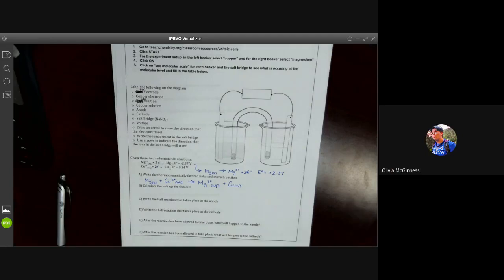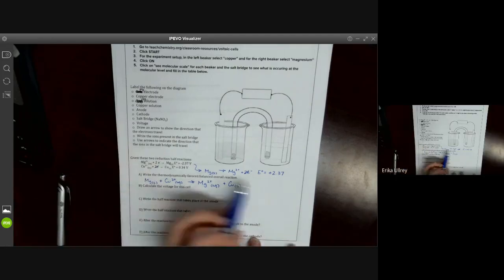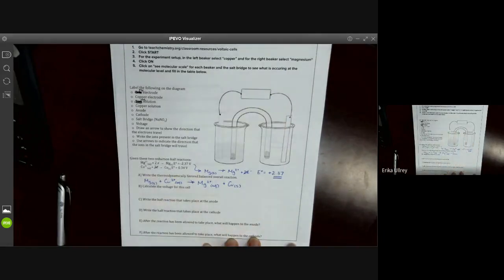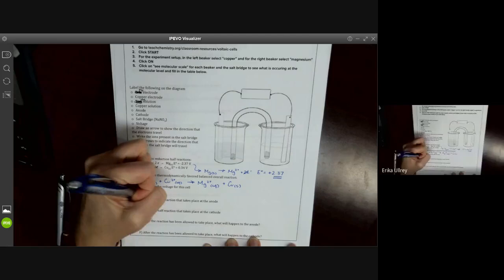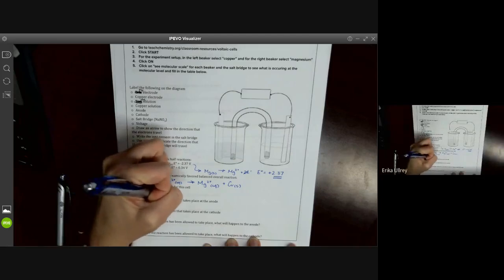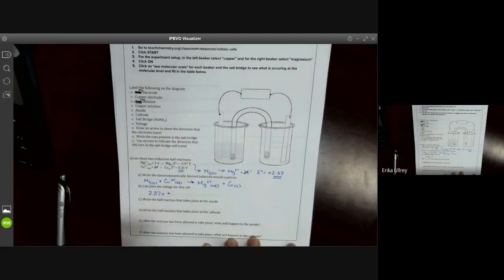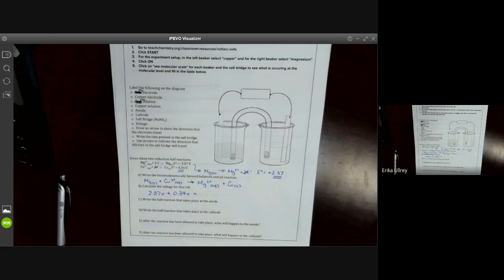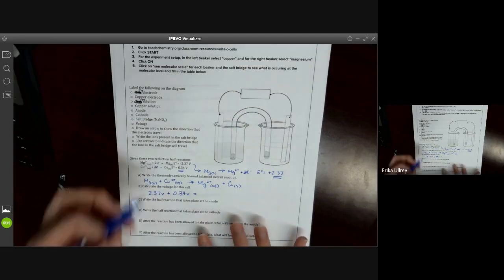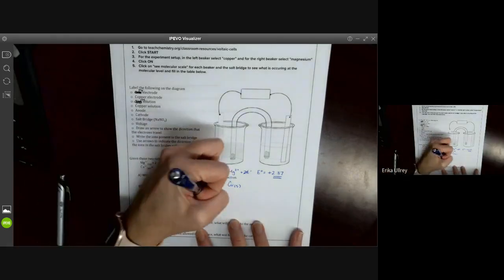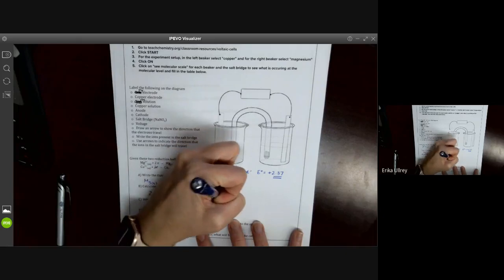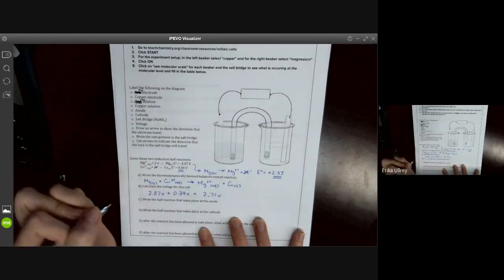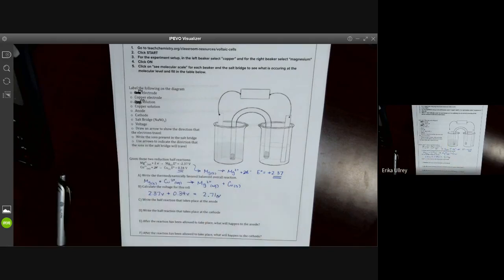Add the two together? Yeah, we'd add the two together. So now that we flip this around, we're going to take the voltage from the magnesium, which is 2.37 volts. And then we're going to add that to our voltage for copper, which is 0.34 volts. And when we add those together, we end up with 2.71 volts. Okay, so this is my E cell, my 2.71 volts.